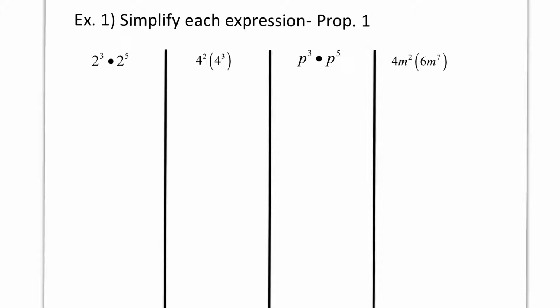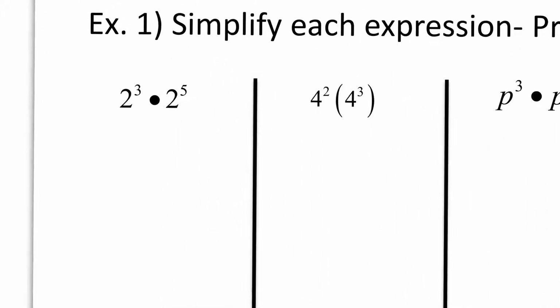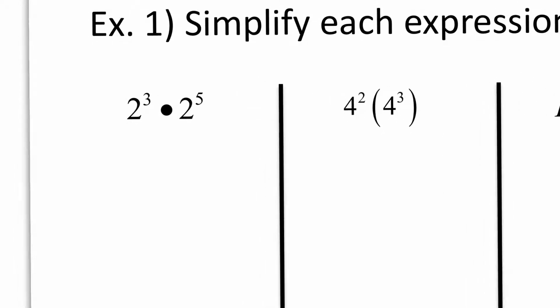Okay, so let's go ahead and try property number 1, which is you keep the base when you multiply and you have the same base. You keep the base and you add the exponents. So let's look at this example. We want to simplify. We want to know what is the answer. So we have 2 to the 3rd power times 2 to the 5th power. Notice they have the same base, 2, 2. So I am going to keep the base and I am going to add the exponents, 3 plus 5. So when you multiply and you have the same base, you add the exponents. So this will be 2 to the 8th power.